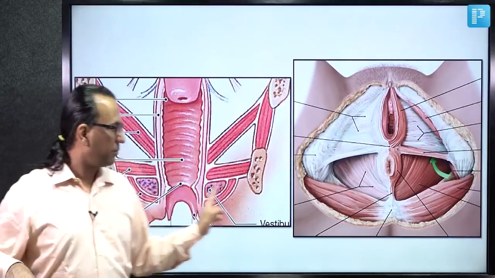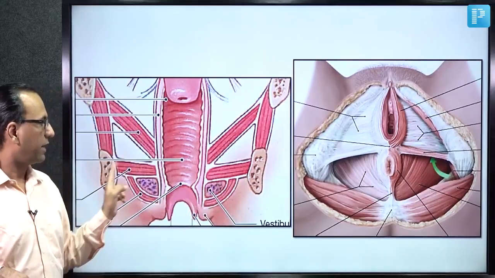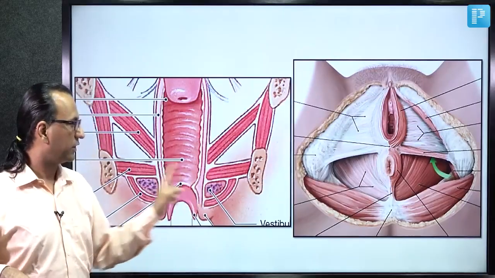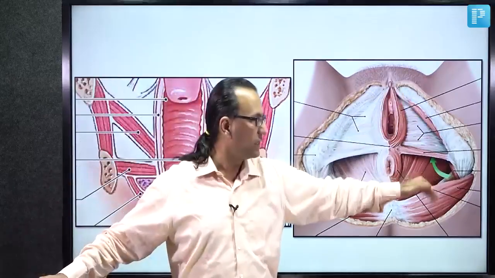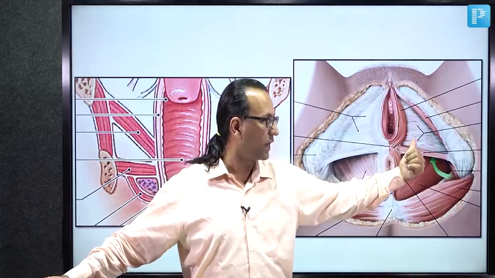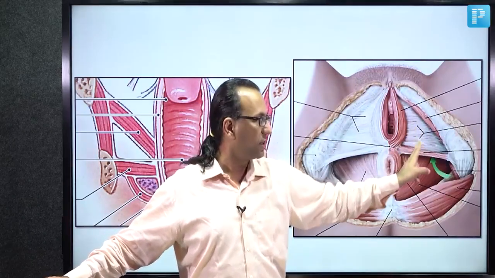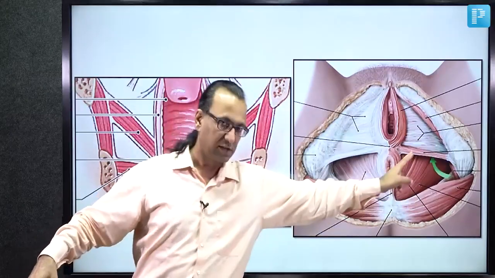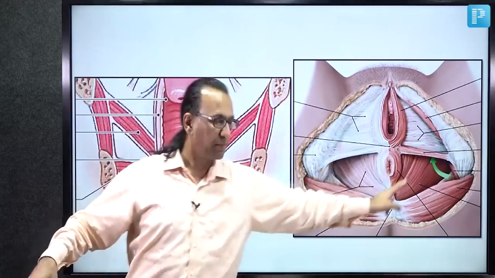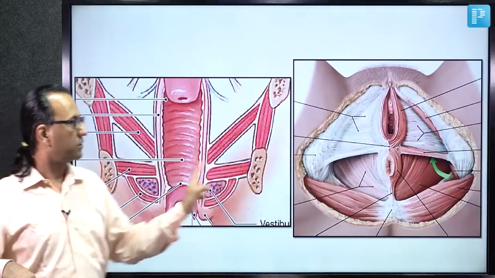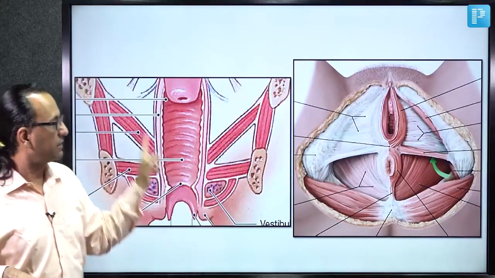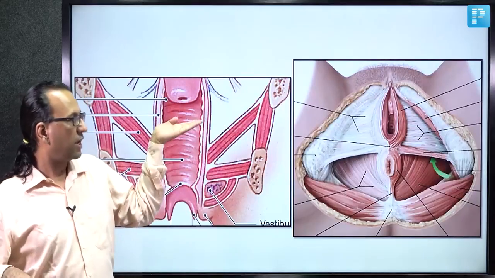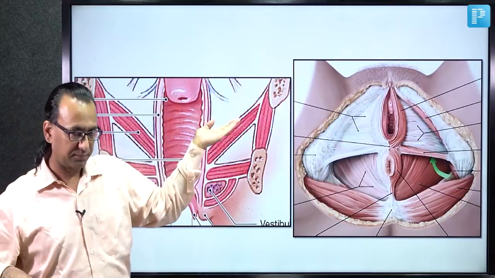Deep to that will be the perineal membrane, and as you remove the perineal membrane, you will enter the deep perineal pouch, where you will have the DTP muscle and the external urethral sphincter muscle. Similarly, as you remove these muscles in the superficial pouch, you will go into the deep pouch, and there you will have the DTP muscle and the external urethral sphincter. If you remove that also, then the deepest muscle will be the levator ani muscle, which makes the pelvic diaphragm. The pelvic diaphragm is contributed by this muscle, and if you go still deeper, then you will have the pelvic viscera.